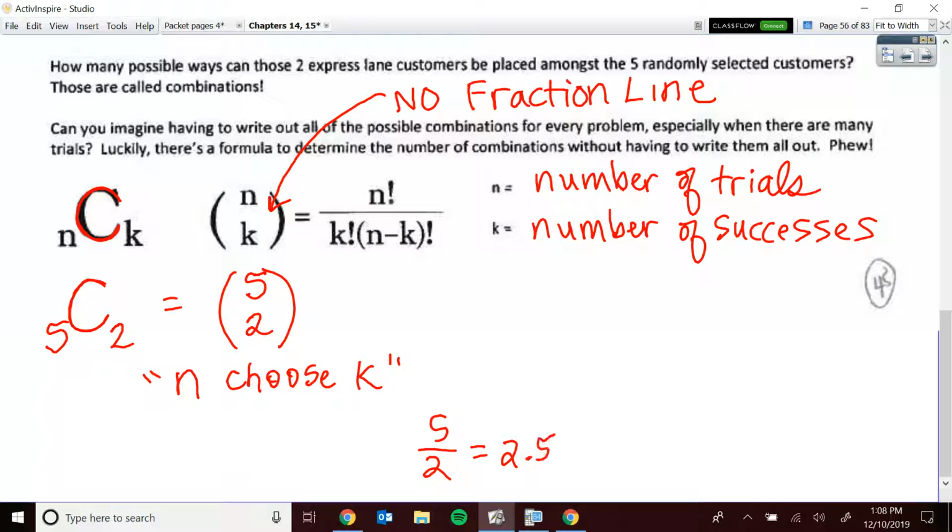Is that how many combinations we have? No. So no fraction line. Okay, well, what in the heck is this other stuff? N, in our case, is 5 with an exclamation point. What does that mean?